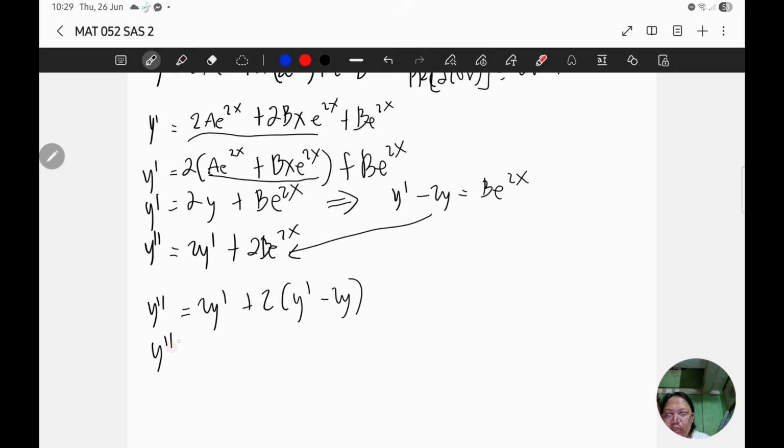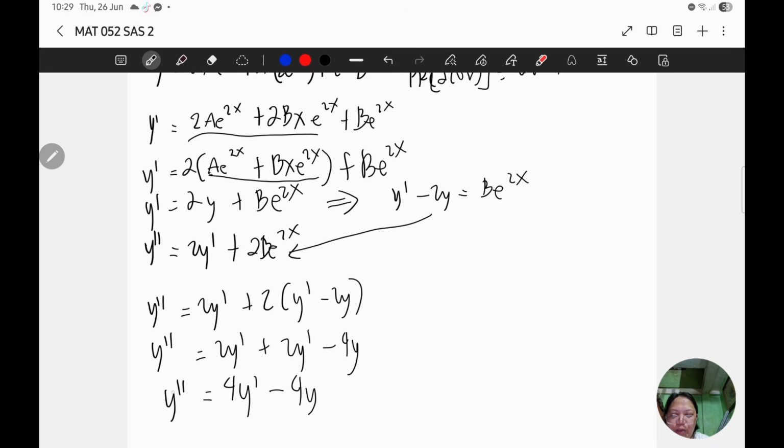Then, distribute. y double prime equals 2y prime plus 2 times y prime, which is 2y prime, and 2 times negative 2y is negative 4y. Add like terms, so 2y prime plus 2y prime is equal to 4y prime minus 4y.